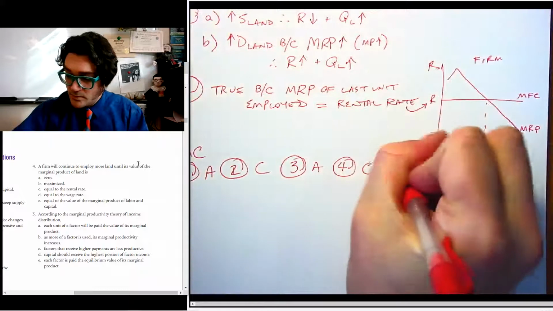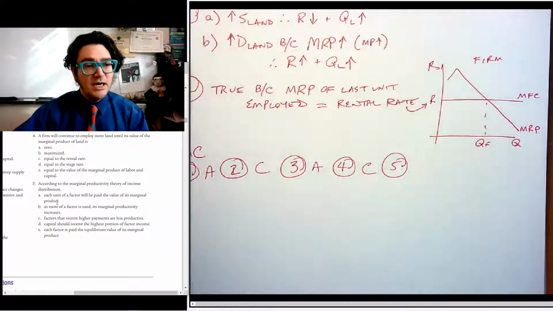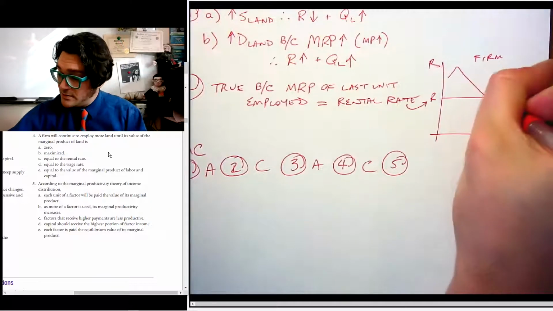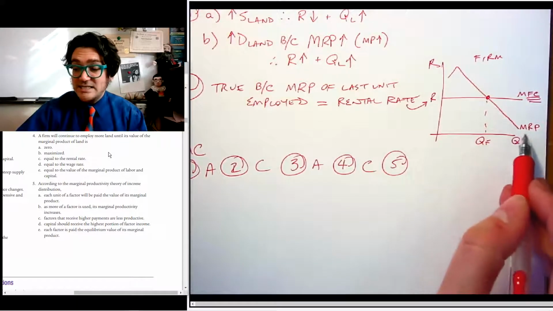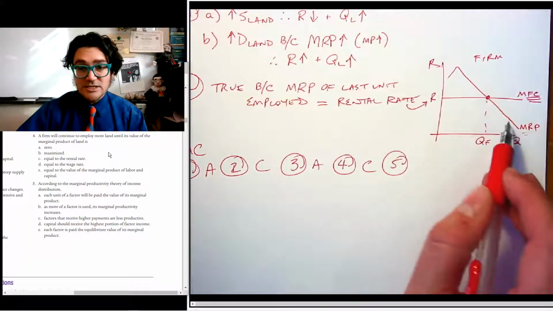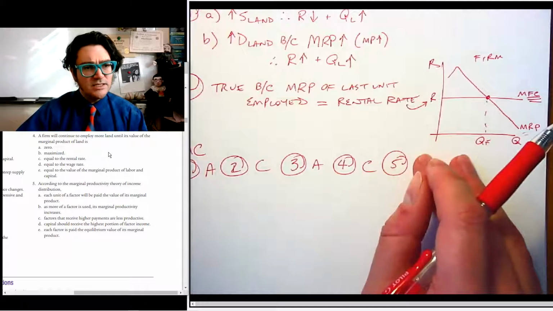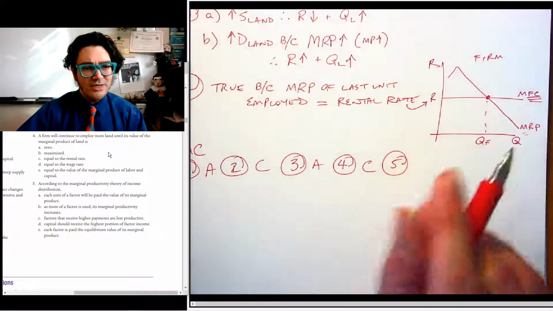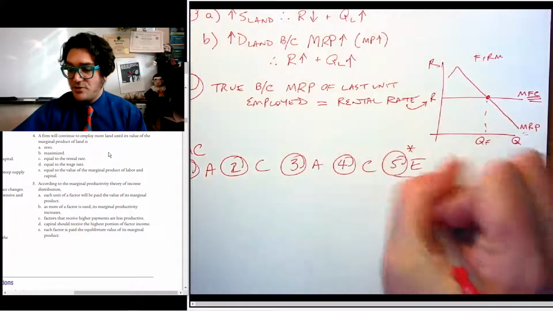Number 5, according to the marginal productivity theory of income distribution, each unit of the factor is paid the value. No, they don't. They get paid the value of the last MRP unit. And so that last unit of MRP is actually what's going to set what that rate is. So the answer there, the equilibrium value of its marginal product, E is the right answer. So this one is not going to appear on your quiz.